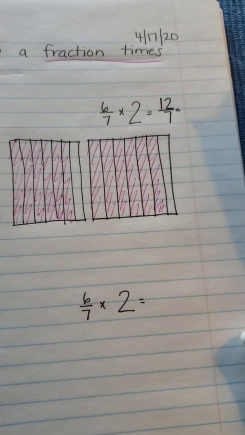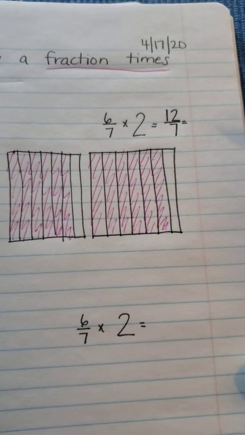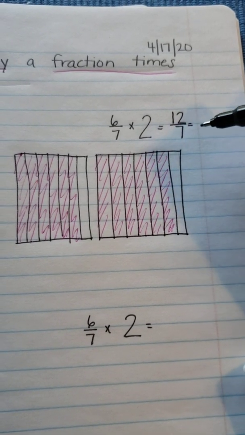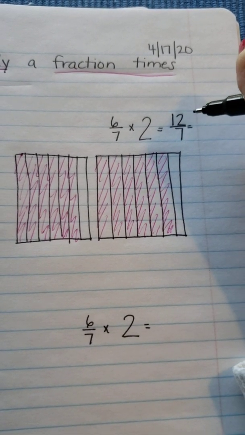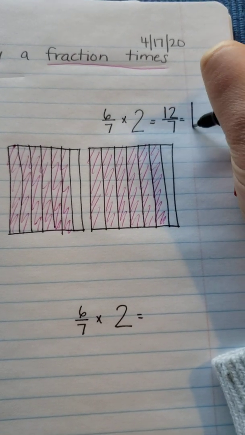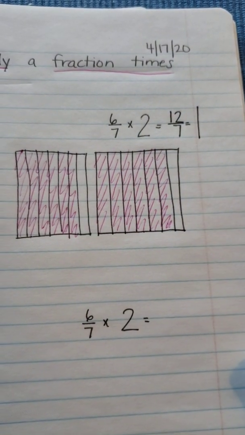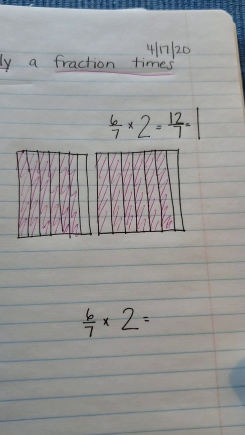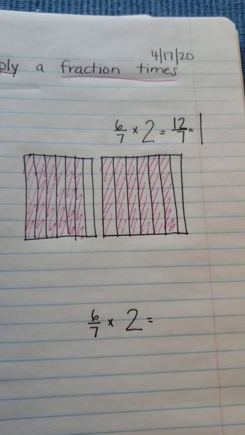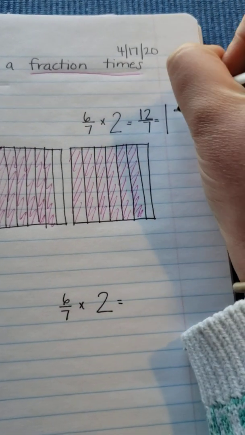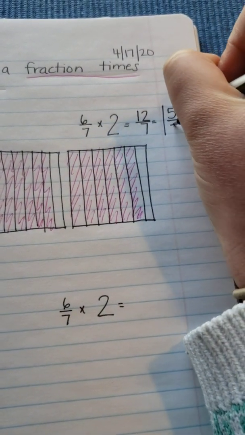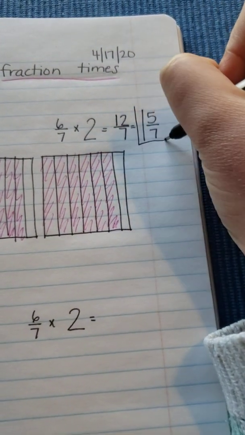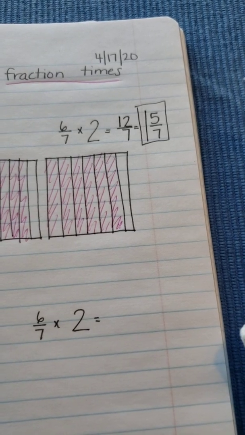So then I can simplify this number. I could either subtract out a whole, I could take away 7 sevenths, or I could think to myself, how many times does 7 go into 12? And 7 goes into 12 one whole time. And then I have to think, how many do I have left over? So 12 minus 7, 7, 8, 9, 10, 11, 12, and 5 sevenths. And I can't simplify that any further, so I'm going to box that up.